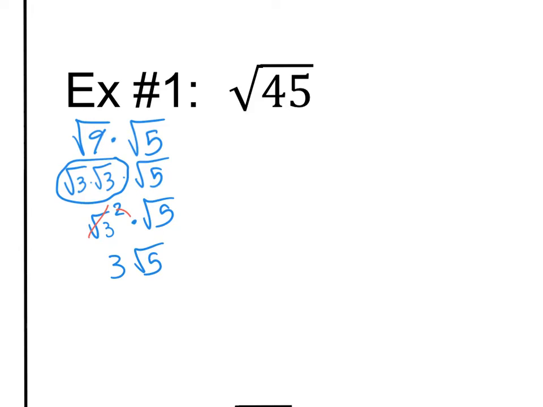Okay, so that's one way to do it. I want to show you another way. I'll do it in red. Remember, we're just trying to think of anything that multiplies up to this. Let's say that instead of it being 9 and 5, let's say it's 15 and 3. So we could think of this as the square root of 15 times the square root of 3. And so 3 is prime, it doesn't break down anymore, but 15 does break down. And that breaks down to square root 3 times square root 5.